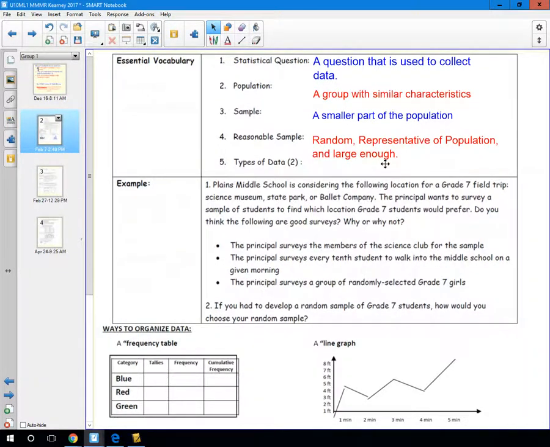You want it to represent who you're trying to find out about, and then you also want it to be large enough. Like if I'm wanting to plan a field trip and I want to know where the 7th graders want to go, I don't want to just go and ask 2 people. I want my sample to be large enough that it's a good representation of everyone in my population. Okay.